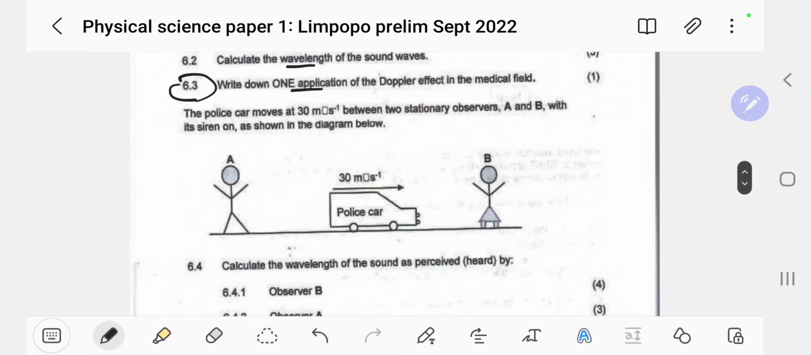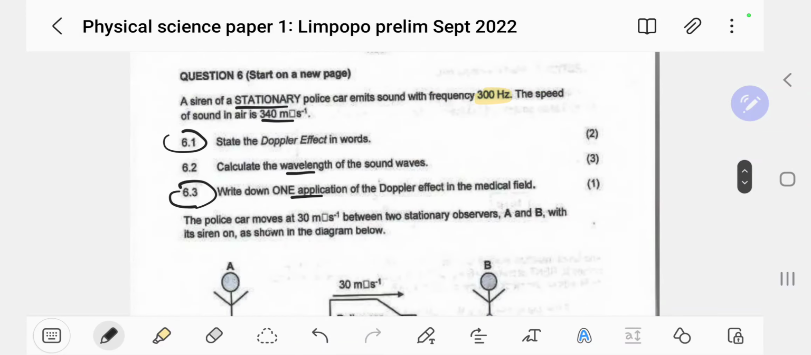Let's move on. What is the story again? Now it says the police car moves at 30 meters per second between two stationary observers, A and B, with its siren on as shown in the diagram.